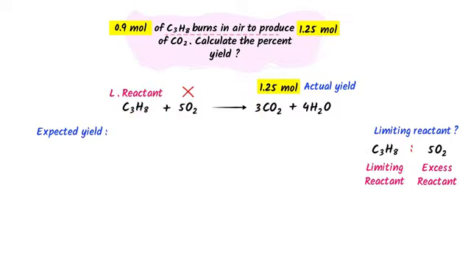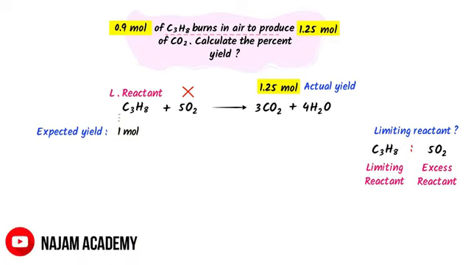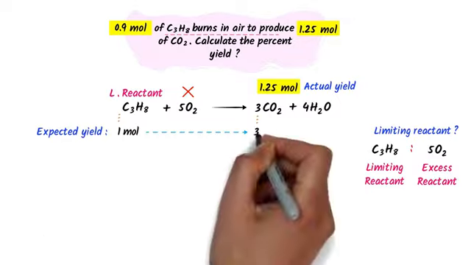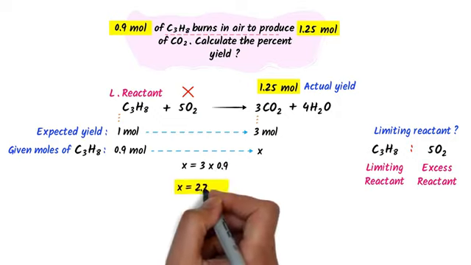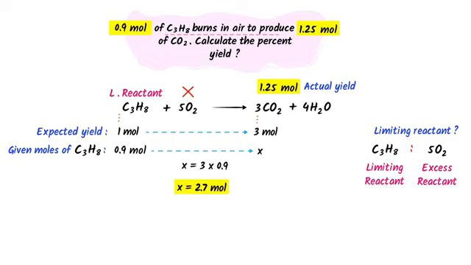Now according to the reaction, I expect that 1 mole of C3H8 reacts with oxygen to produce 3 moles of carbon dioxide gas. Similarly, the given number of moles of C3H8 is 0.9 moles. So I again say, I expect that 0.9 moles of C3H8 react with oxygen to produce x moles of carbon dioxide. After cross multiplication, I get x is equal to 0.9 into 3, or x is equal to 2.7 moles. So the theoretical or expected yield is 2.7 moles.